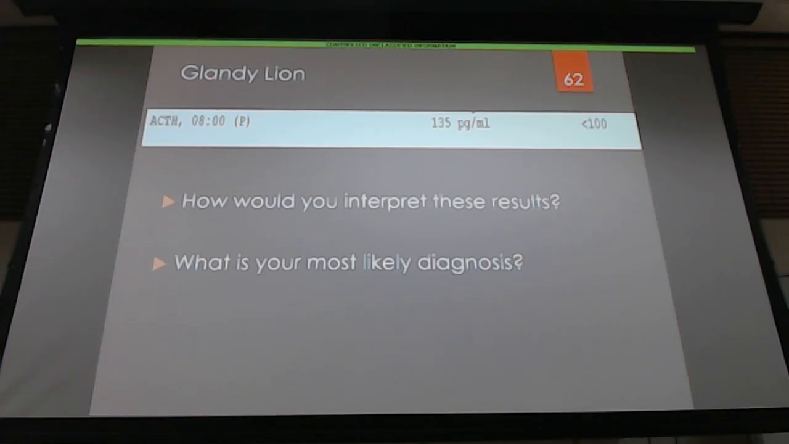How do you interpret this? It's elevated. So what's your diagnosis? High ACTH, high cortisol. You have to pick one. Cushing syndrome is an umbrella term. So is it syndrome, disease, ACTH dependent, independent? I know this is a tough one on the spot.